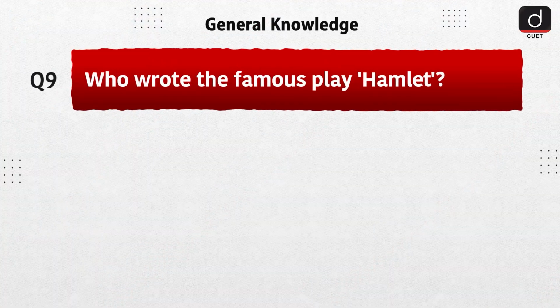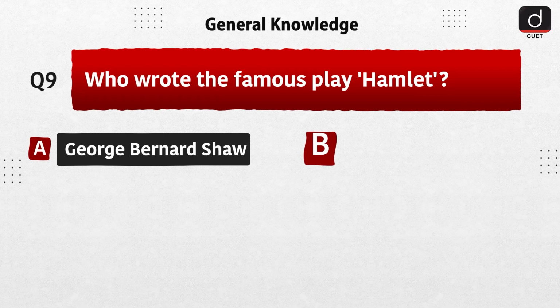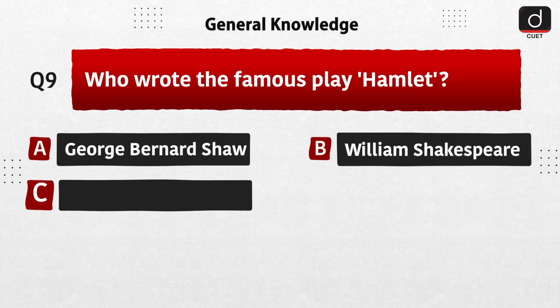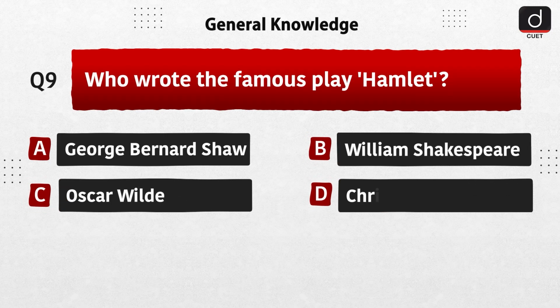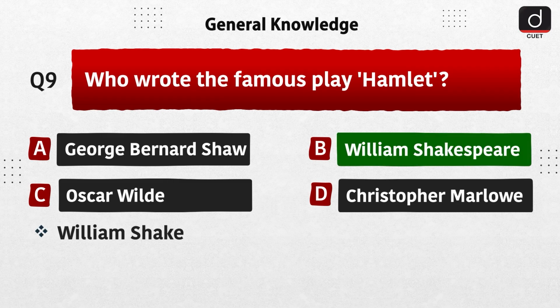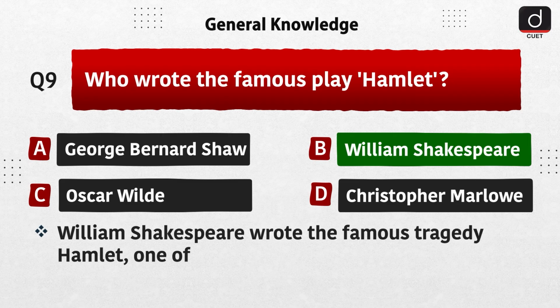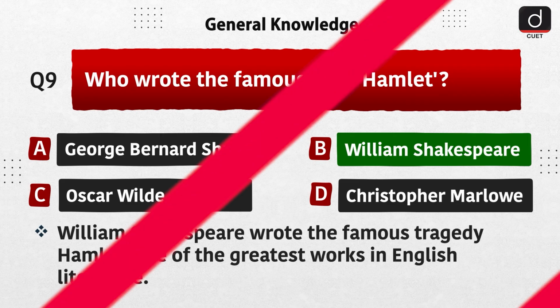Next question is, who wrote the famous play Hamlet? Option A, George Bernard Shaw. Option B, William Shakespeare. Option C, Oscar Wilde. Option D, Christopher Marlowe. The correct answer is option B, William Shakespeare. William Shakespeare wrote the famous tragedy Hamlet, one of the greatest works in English literature.